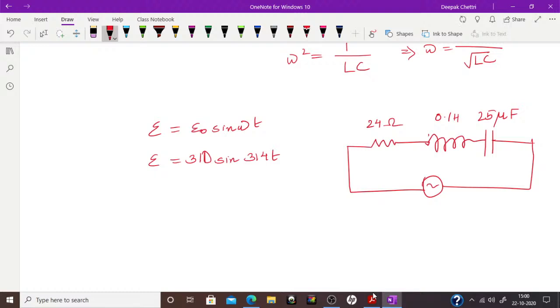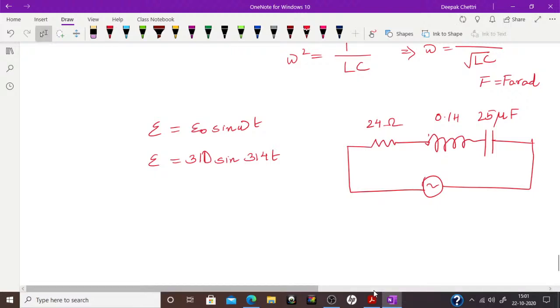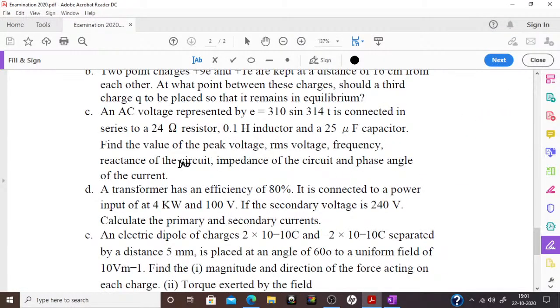Farad is the unit of capacitance. I have not done this capacitance chapter, but later on. For now, just remember that F stands for farad, F-A-R-A-D. It is the unit of capacitance. Micro is same everywhere, 10 to the power minus 6. Is the question clear? So they have asked us to calculate peak voltage, RMS voltage, frequency, reactance of the circuit, impedance of the circuit, and phase angle.